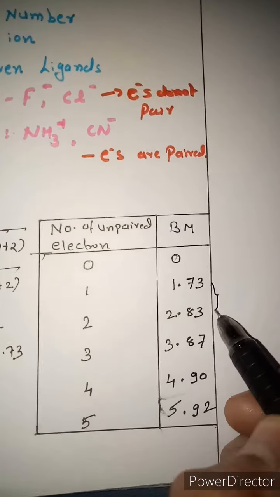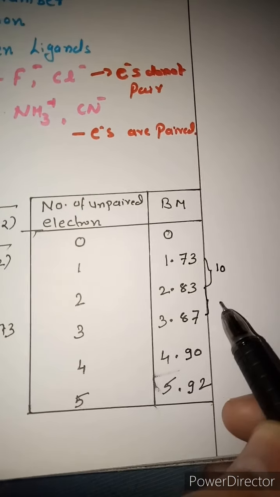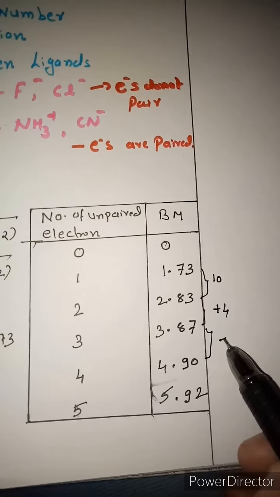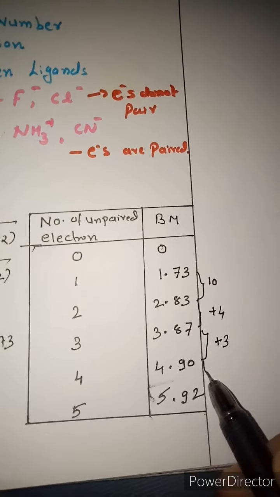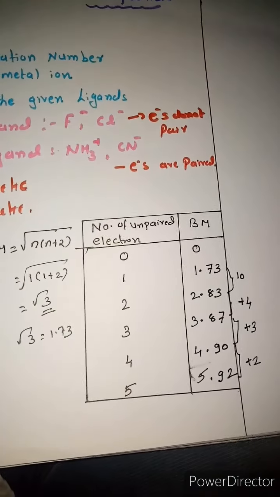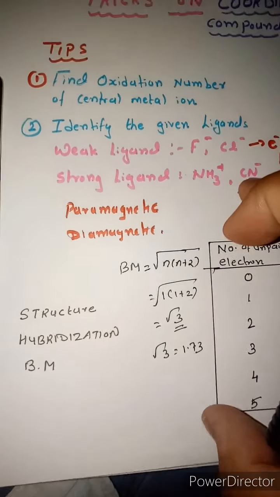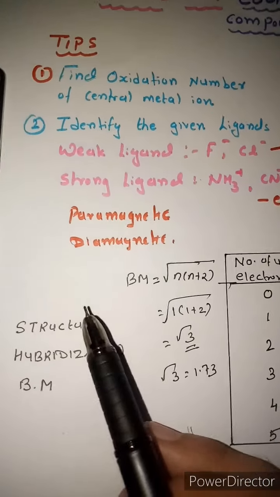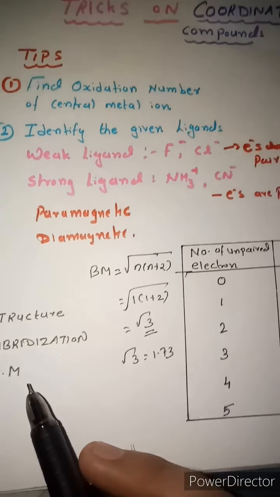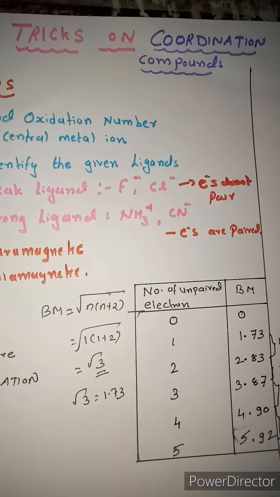So the difference from 73 is 10, 83 to 87 is a plus 4 difference, 87 to 90 is a plus 3 and 90 to 92 is a plus 2. So this is how you can find the number of unpaired electrons and the Bohr magneton. After solving these tricks, you can find the structure of the compound, hybridization and the Bohr magneton. So students, let's try to solve coordination compounds.